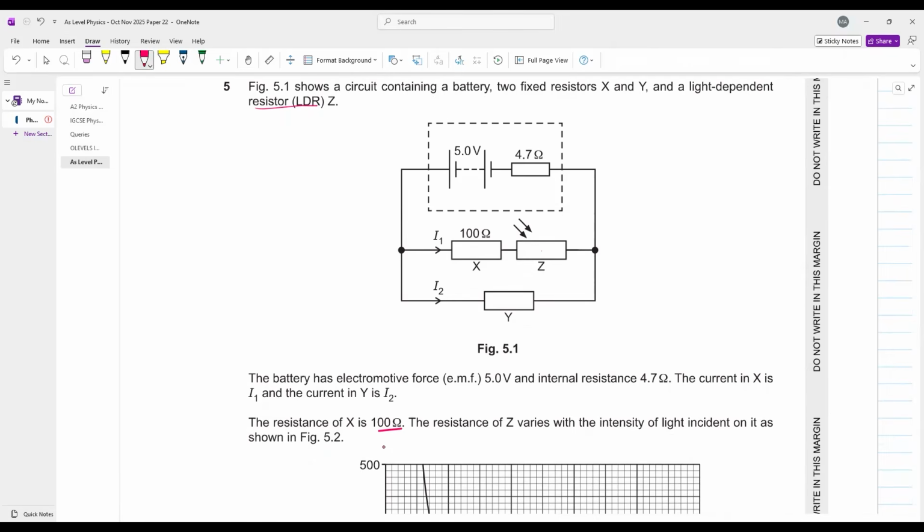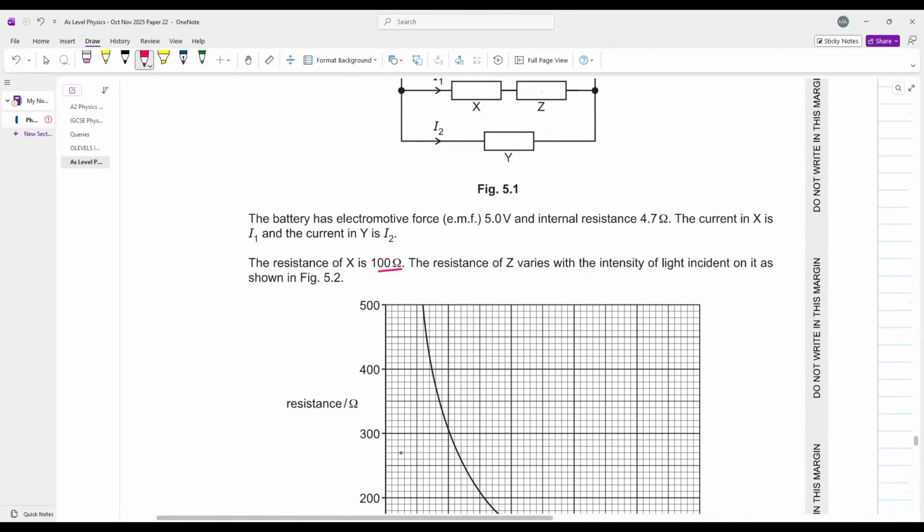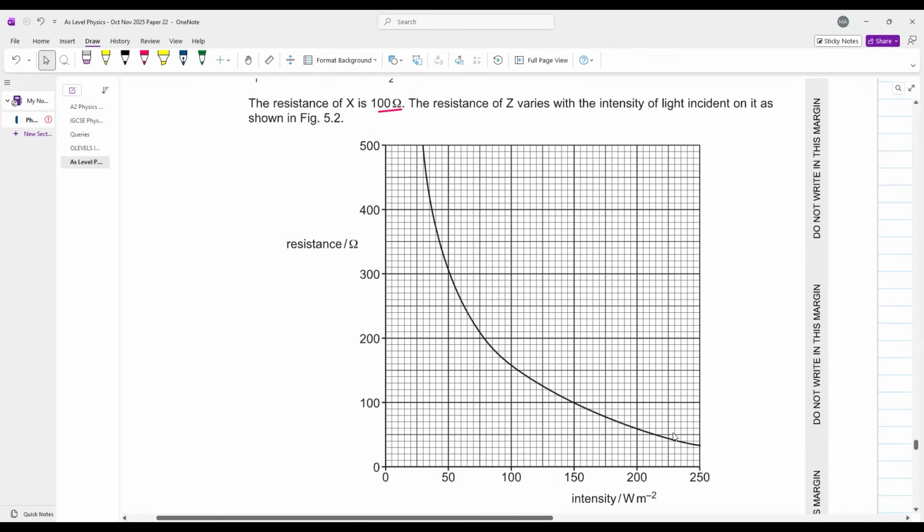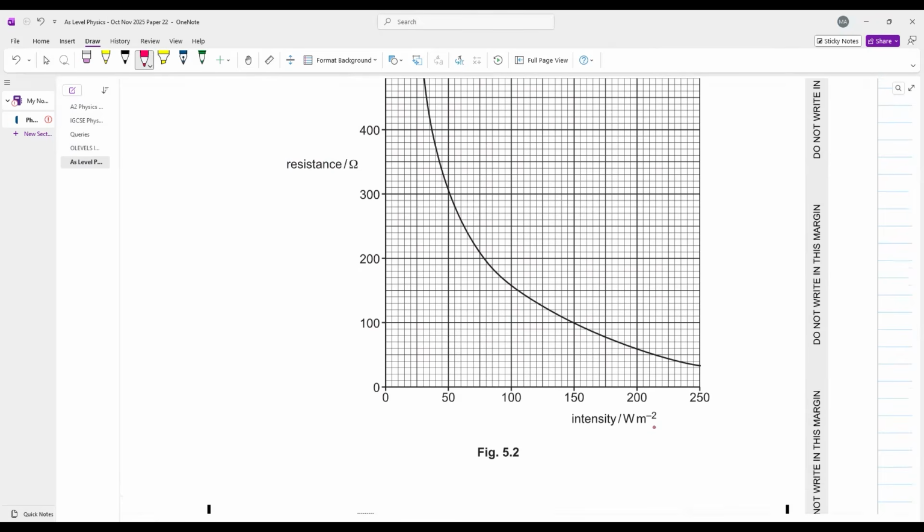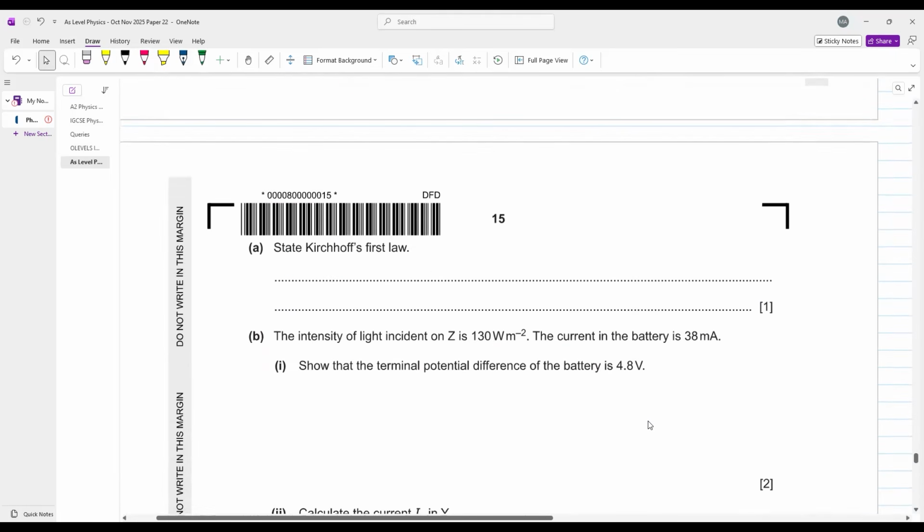सही है, X की resistance है 100 ohms. The resistance of Z varies with intensity of light incident on it as shown in figure 5.2. ठीक है, ये LDR की resistance इस तरह vary कर रही है as light intensity is changing. Light intensity जितनी increase होगी what will happen? Do you remember from theory, as light intensity increases the resistance of LDR decreases. ठीक है, यहाँ पे लिख भी देते हैं: as light intensity increases the resistance of LDR decreases. Perfect. Let's further move ahead.